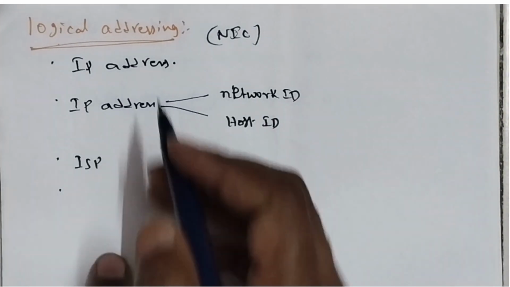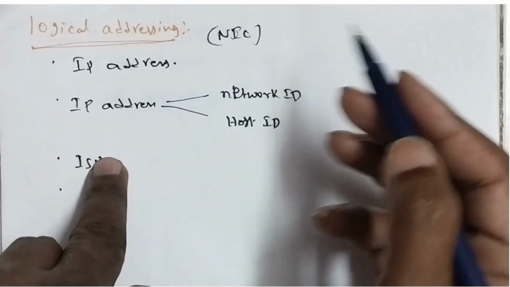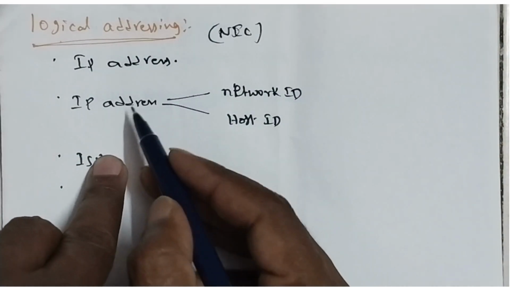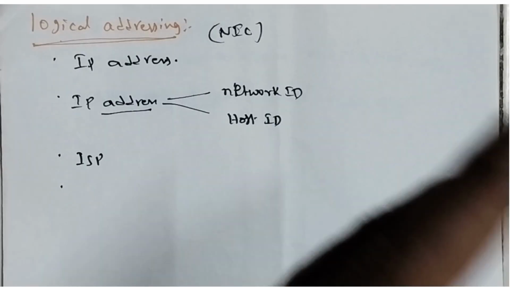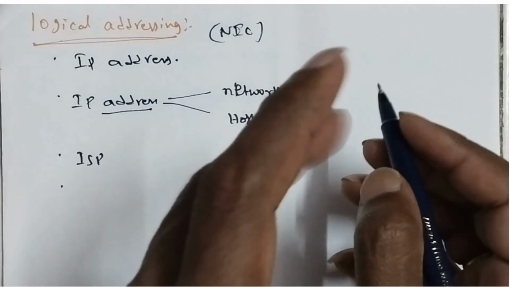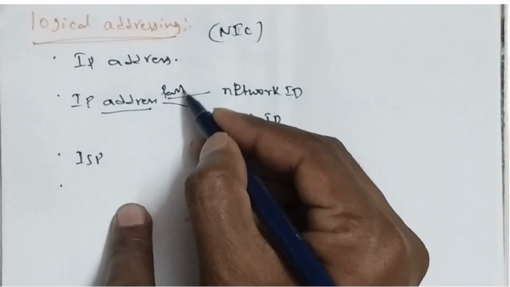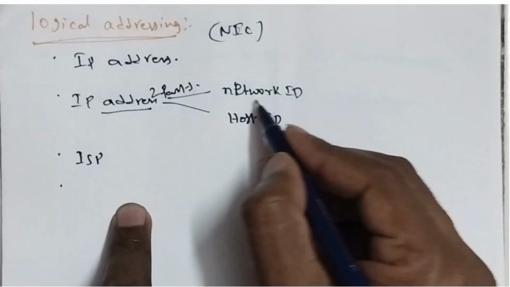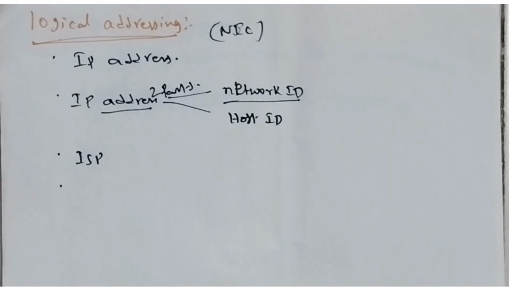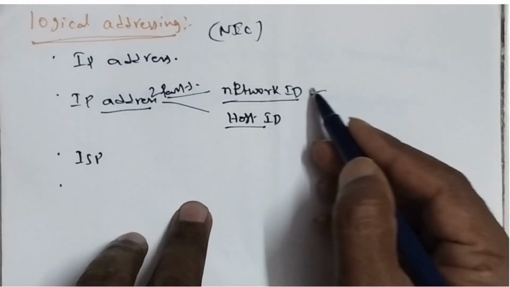Okay, see here, an IP address consists of two parts. What are the two parts? The first part is the network ID part. The second one is the host ID.